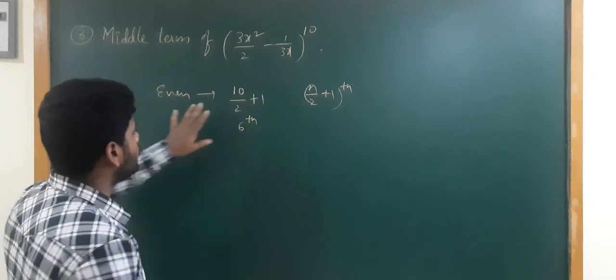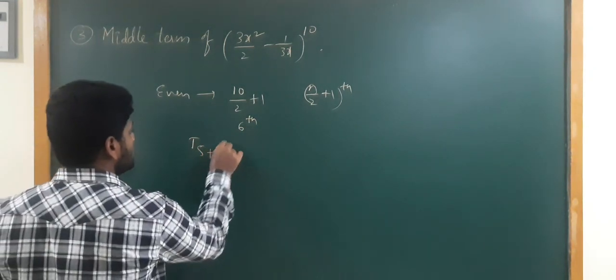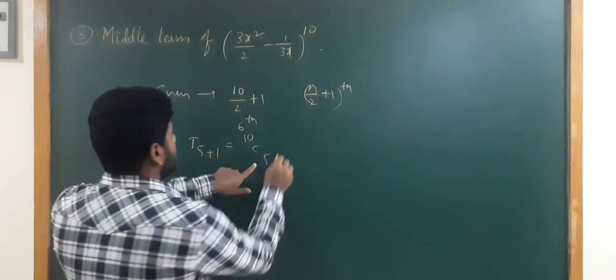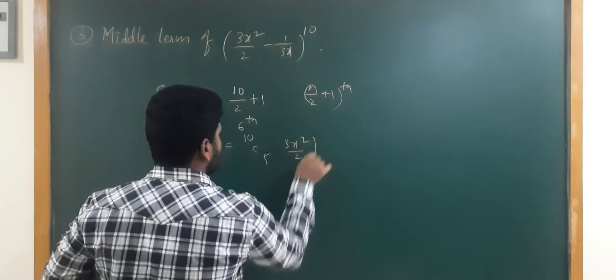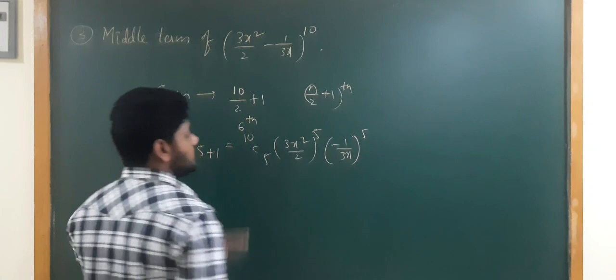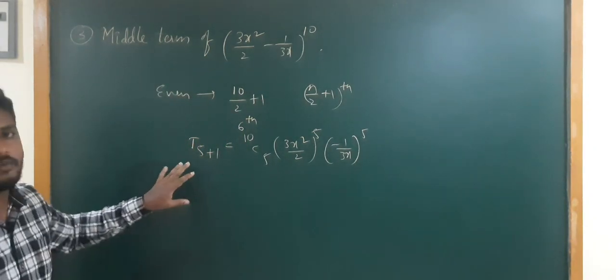How to find the 6th term? T 5 plus 1 is nothing but 10c5, 3x square by 2 whole to the power of 5 into minus 1 by 3x whole to the power of 5. Simplify this. This is the middle term we require.